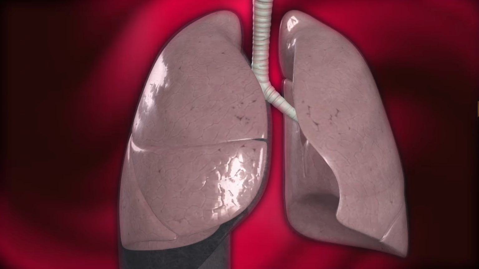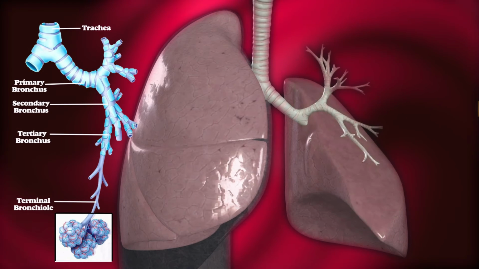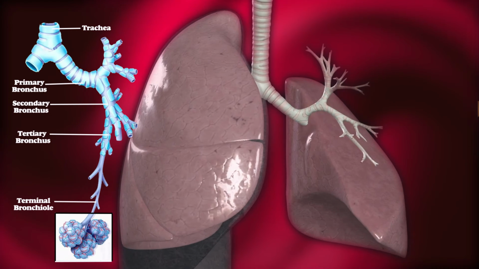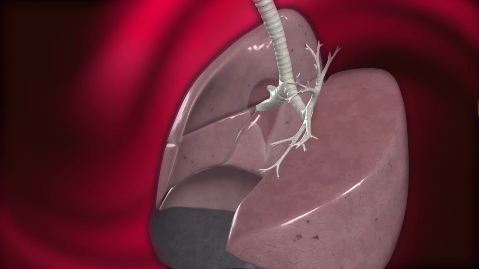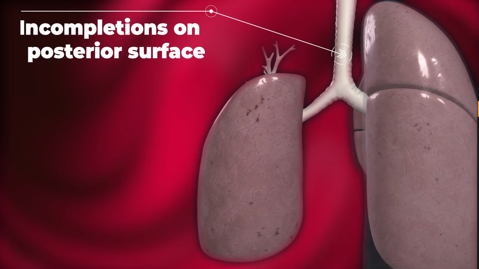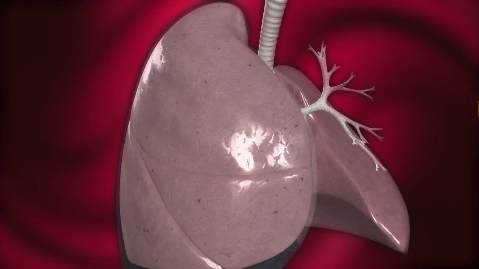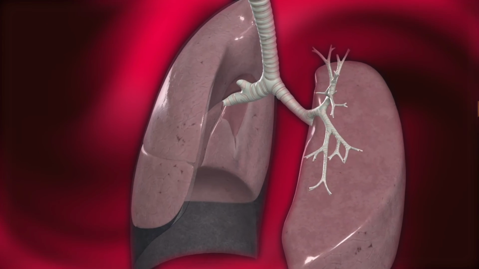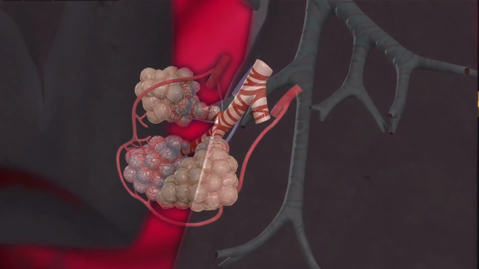The system of tubes beginning with the trachea is known as the bronchial tree. The trachea divides into the two primary bronchi, which then divide into the secondary bronchi, which give rise to the tertiary bronchi. These tubes are covered with incomplete cartilaginous rings, and the trachea has the incompletion in the rings on the posterior surface. As we move from the trachea towards the tertiary bronchi and then to the terminal bronchioles, the number of these rings goes on decreasing, with terminal bronchioles having almost none.